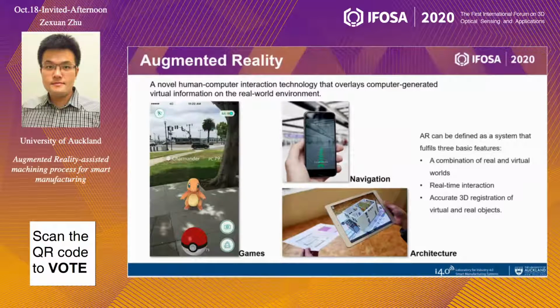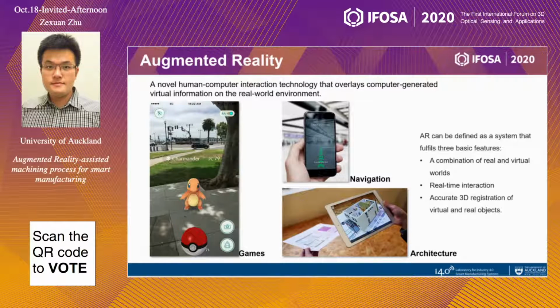Augmented reality technology is a novel human-computer interaction technology that overlays computer-generated virtual information on the real world. Right now, AR has been widely used in our life, such as games, navigation tools, architecture design, and so on. AR can be defined as a system that fulfills three basic features. First, a combination of real and virtual worlds. Second, real-time physical and virtual interactions, and also accurate 3D registration of virtual and real objects.